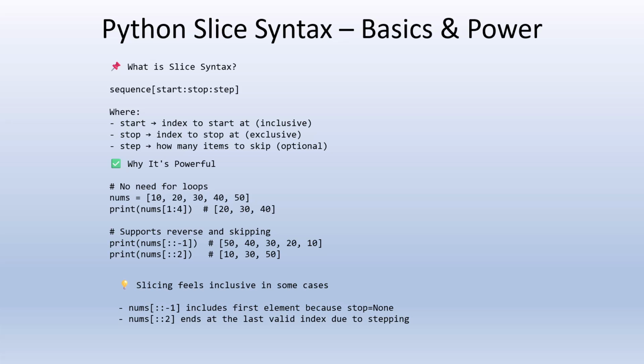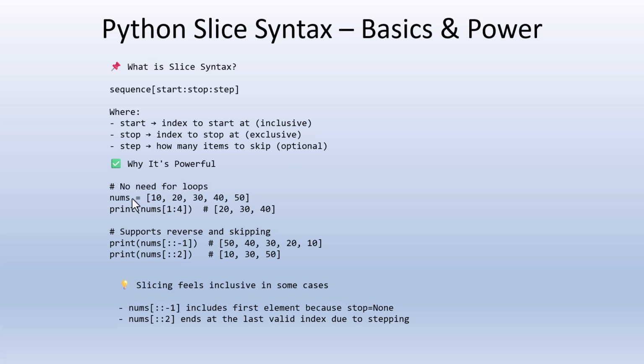So I just said that Python slice syntax is powerful and compact. So what is the Python slice syntax? Let's revise it. I have done it in one of the lectures previously, but let's do it again. The sequence is start, stop, and step. Start is the index to start at, which is inclusive, stop is the index to stop at, which is exclusive, and step is how many items to skip. This step is optional.